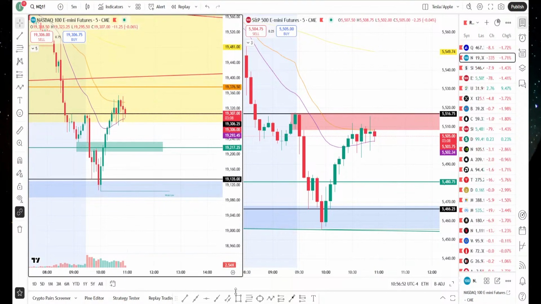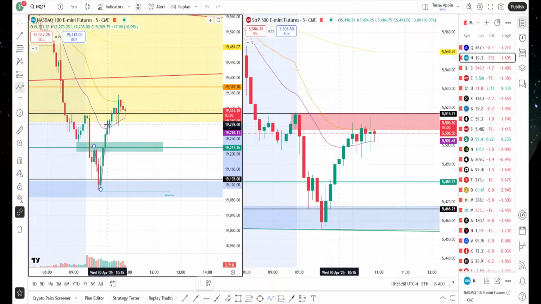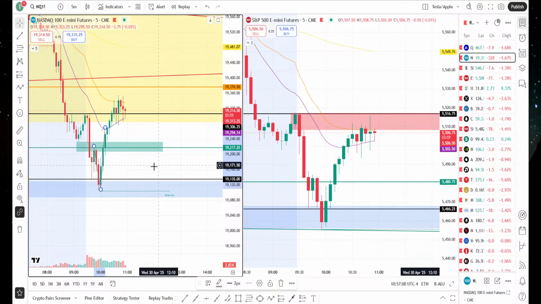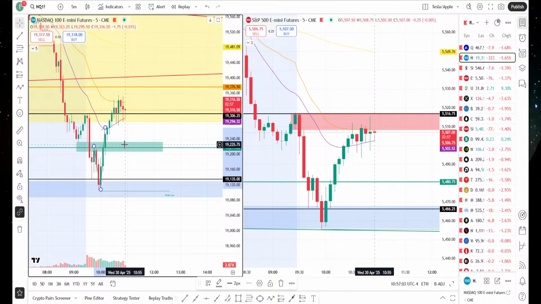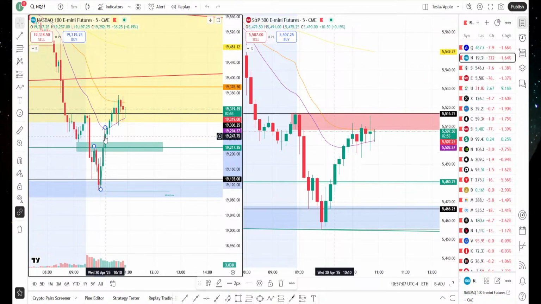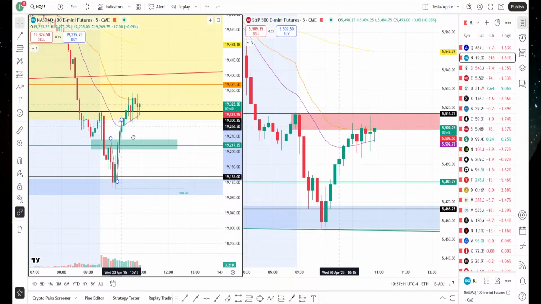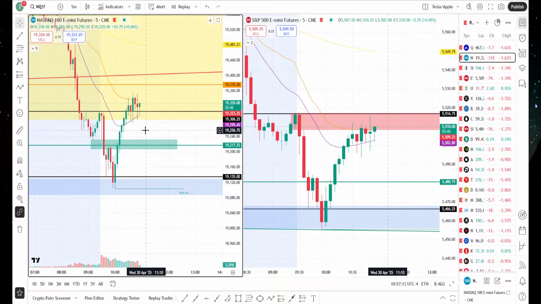If you got the shorts from here, and then you got that scalping longs here, that's it. You would have been done, $200, $300, $400, $500 easy. Easy. You don't need to trade this all day. I'm telling you this, it's a bad habit, man.